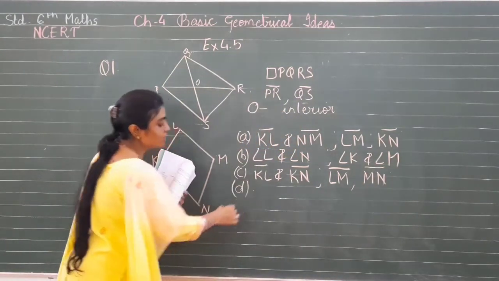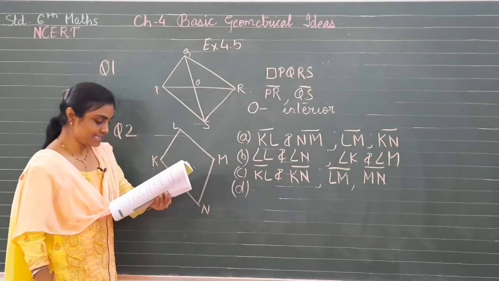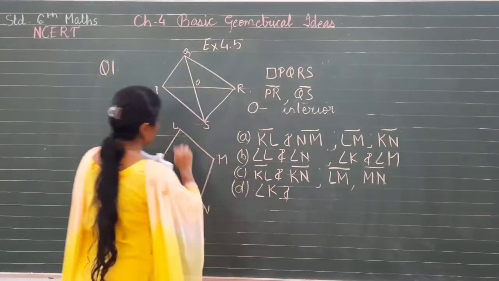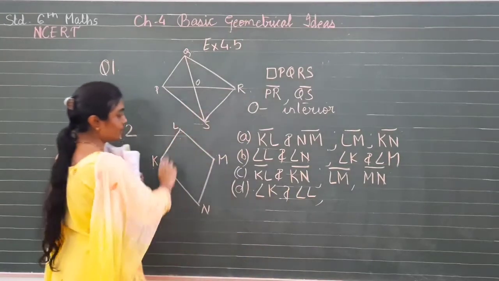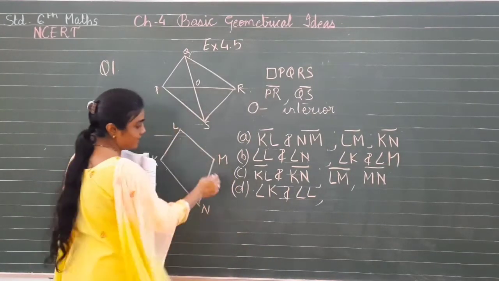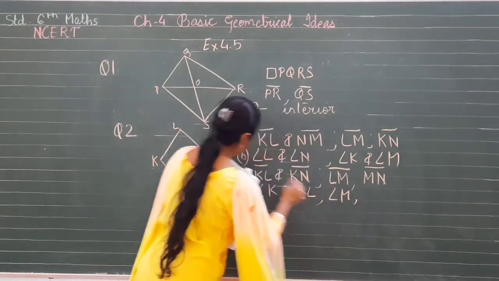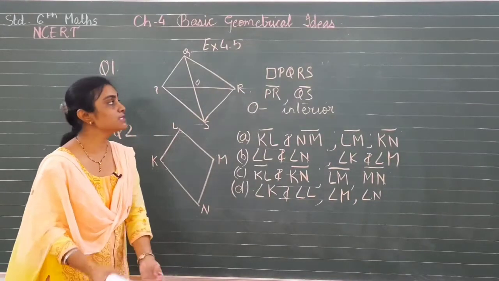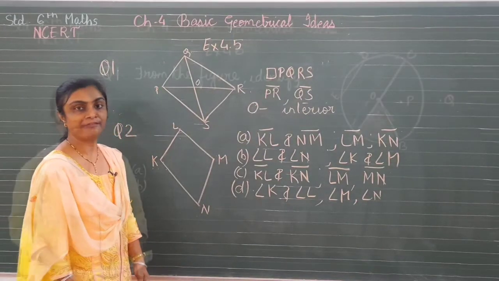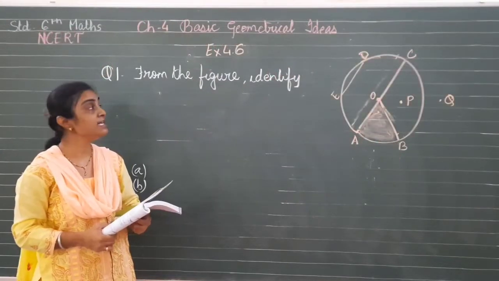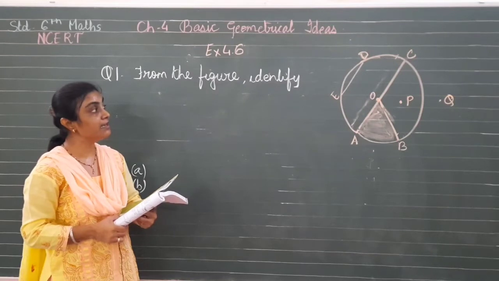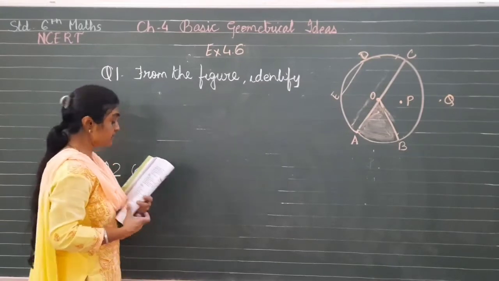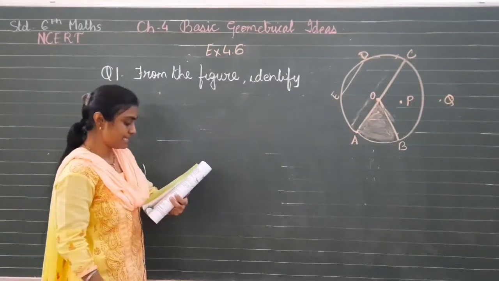Now let us move to D. Two pairs of adjacent angles. Angle K and angle L. These are the two adjacent angles, and we can name another pair, angle M and angle N. They are also adjacent angles. So this was about exercise 4.5. Now we will see exercise 4.6. The question is, from the figure identify. A figure is given to you. From that you have to identify the things. First one, the center of the circle.